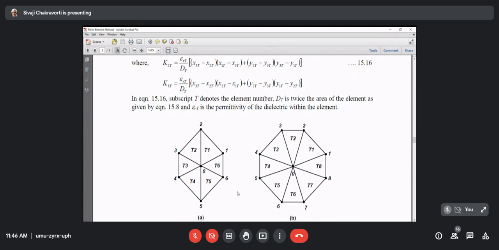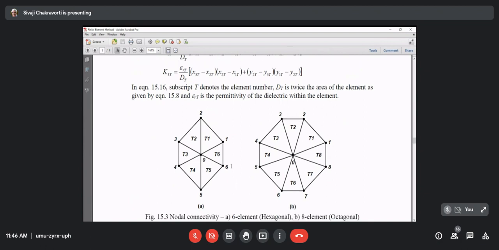Now, here an interesting observation can be made. If you note carefully, you can see that the target node 0 belongs to all the 6 triangles of the hexagonal connectivity. But all the other nodes belong to only 2 triangles. Look at node 1. It belongs to triangle T1 and triangle T6. Or you look at node 2. It belongs to triangle T1 and triangle T2. Like that.